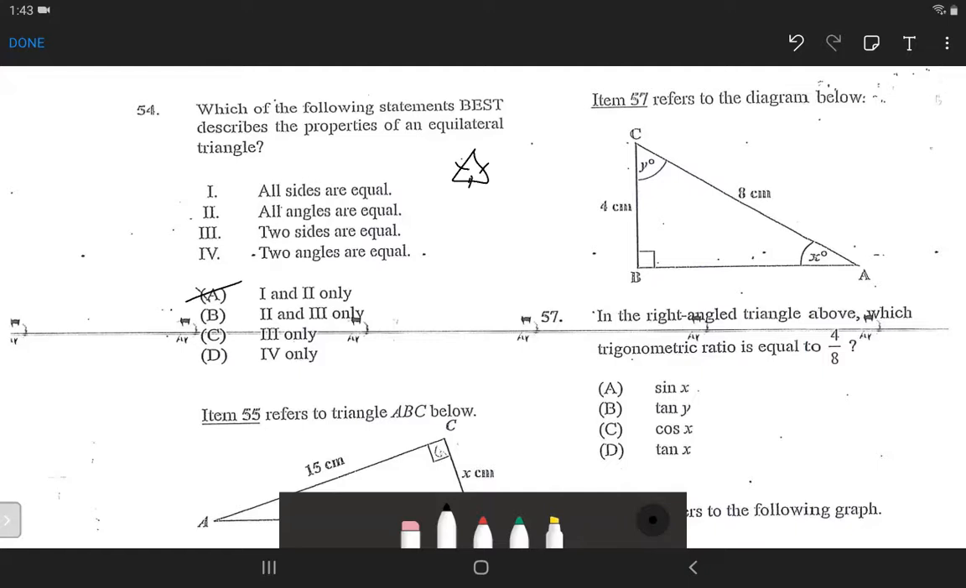Item 57 refers to the diagram below. Y, X, and this is a right angle. In the right angle triangle, which trigonometric ratio is equal to 4 over 8? So if we use this as our reference angle, this is the opposite. This is hypotenuse. So that is sine x is equal to 4 over 8. That's 8.